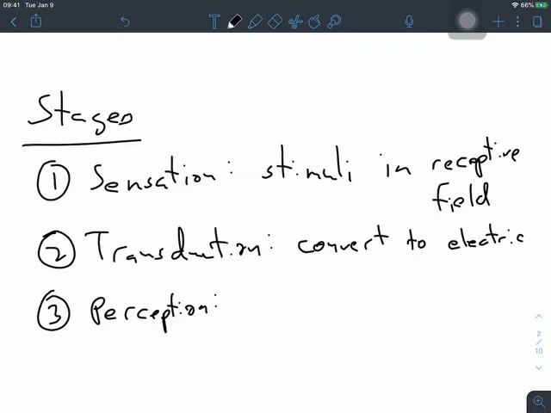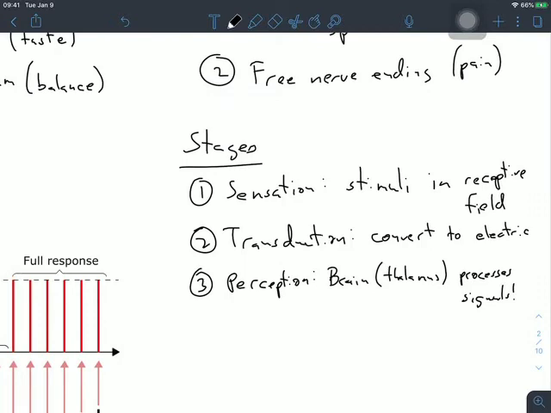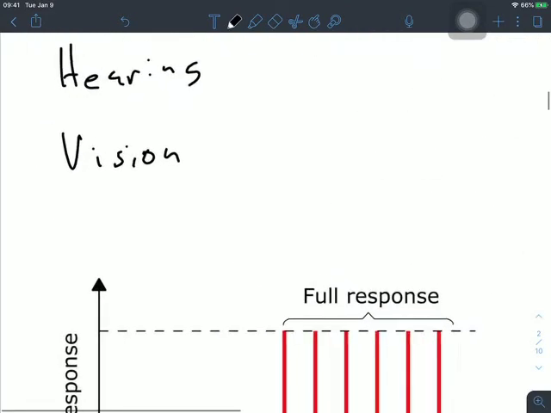And in perception, the brain, specifically the thalamus, processes your signals. So these are the things that are required in order to have you be able to sense things in the first place. But there's one other principle called the all or none principle that will apply to our ability to detect things.